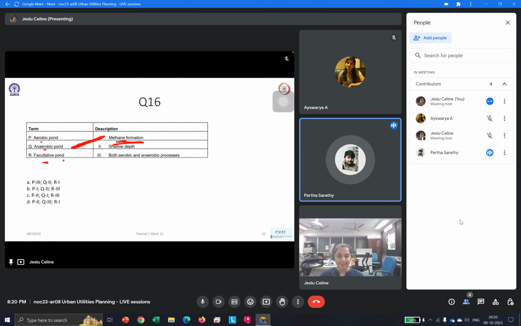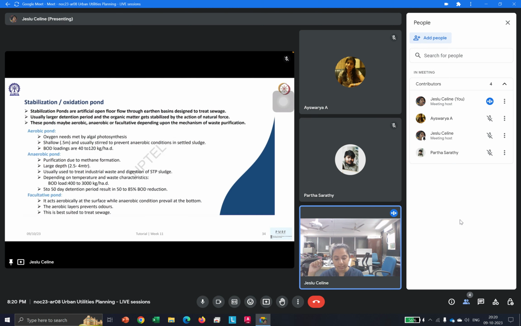Then aerobic: shallow depth. By looking at the options, this is easy. Any logic why aerobic requires a shallow depth? We have multiple oxidation processes happening, so for that to happen you need a shallow depth. If it's very deep, it's very difficult for that oxidation to happen in the deep portion. So you need it on the surface, or at a shallow depth, so that these chemical reactions or oxidation processes can easily happen. And the facultative pond will have both aerobic and anaerobic processes. We'll see that.